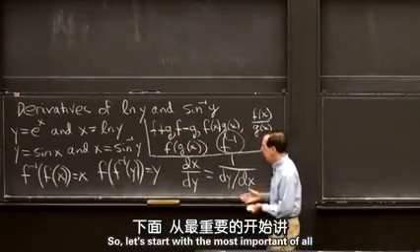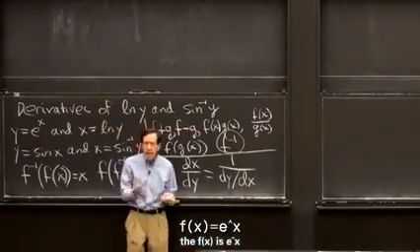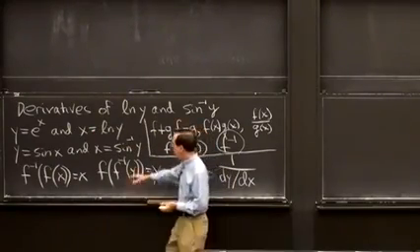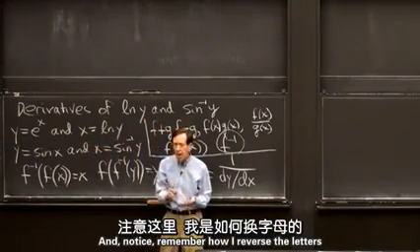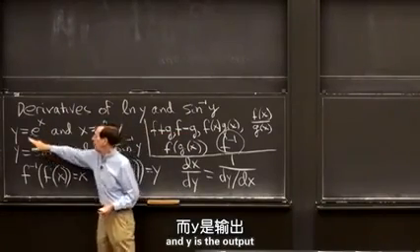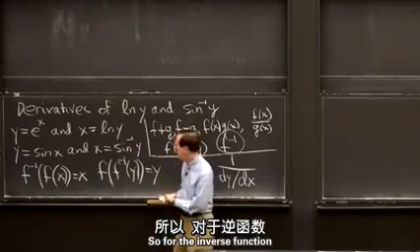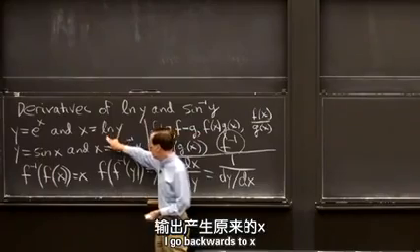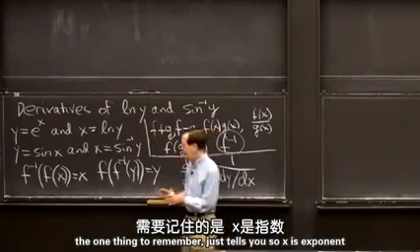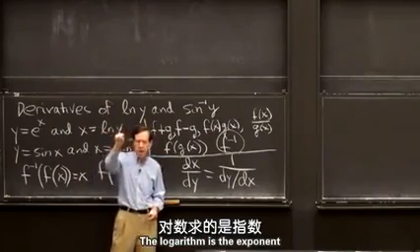Okay, so let's start with the most important of all. The f of x is e to the x. And then the inverse function we named the natural logarithm. And notice, remember how I reversed the letters. Here x is the input and y is the output from the exponential function. So for the inverse function, y is the input. I go backwards to x, and the one thing to remember, just tell yourself, x is the exponent. The logarithm is the exponent.